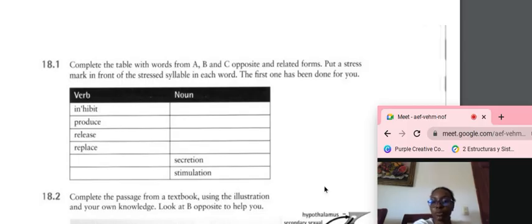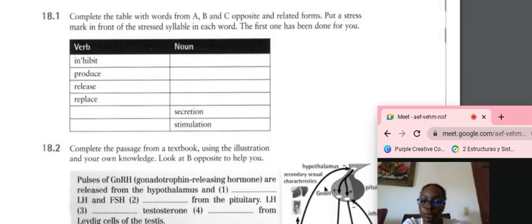Complete the table with words from A, B, and C opposite. Verb: inhibit, produce, release, replace. Noun: secretion, stimulation.